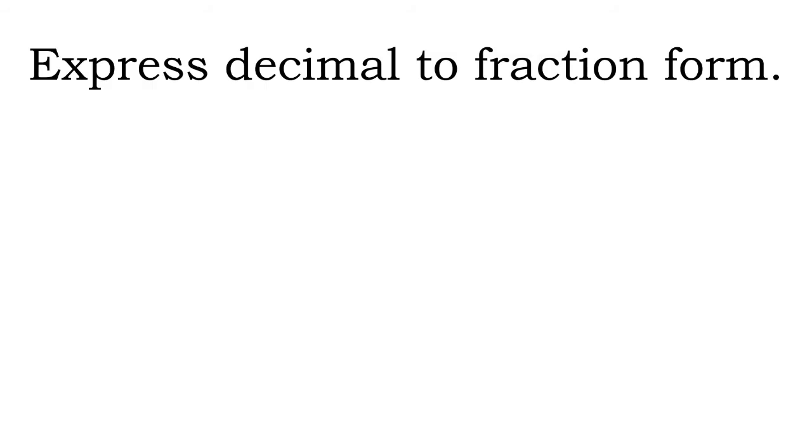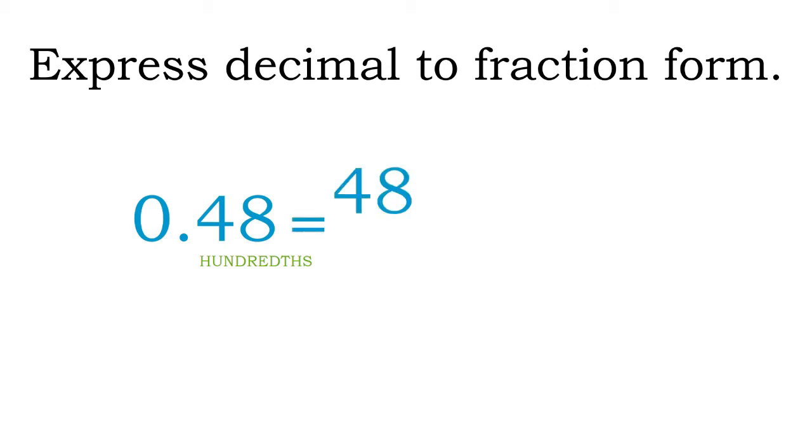Let's try another example. Let's convert 0.48 to fraction form. To convert, identify first the last digit from the left, and that is 8. Identify its place value. The place value of 8 is hundredths. Next, copy all the digits at the right side of the decimal point, and that is 48. Divide it by 100, since the place value of 8 is hundredths. Now, check if your fraction is in lowest terms. 48 over 100 is not yet in simplest form.